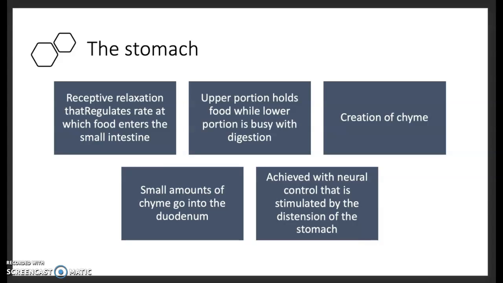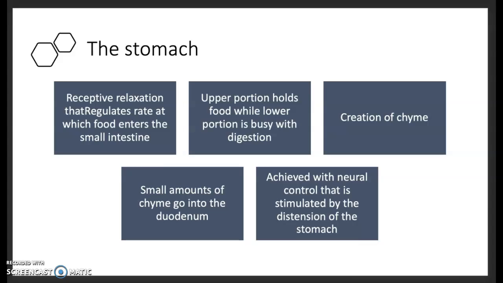So receptive relaxation, this is neurally mediated. It occurs when food from the esophagus arrives and the stomach relaxes to accommodate the increased volume. It regulates the rate at which food enters the small intestine. Then you have the upper portion, which holds food while the lower portion is busy digesting the food.